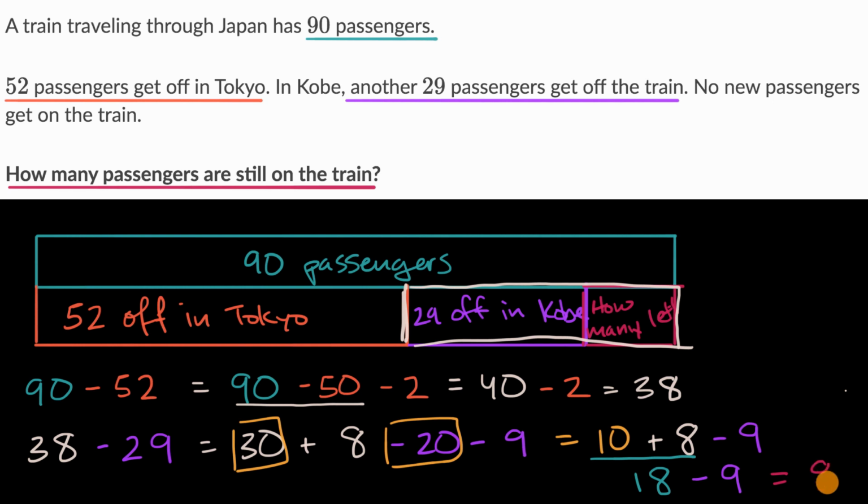So we are going to have 9 passengers left on the train. Start with 90, 52 get off, there's 38 left. Then another 29 get off, now we have 9 left.